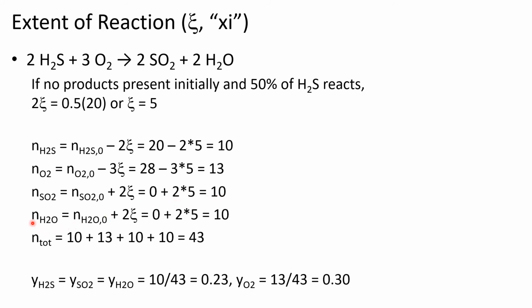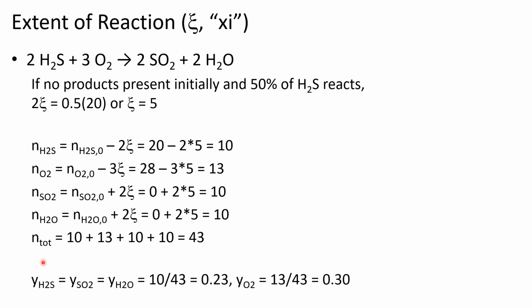We're going to do the same thing for water. The amount that exits the reactor is the amount that enters, plus, because it's a product, the stoichiometric coefficient for water, which is 2, times the extent of reaction. We plug in the numbers, we have 0 that enters, plus 2 times the extent of reaction, which is 5, gives us a value of 10.